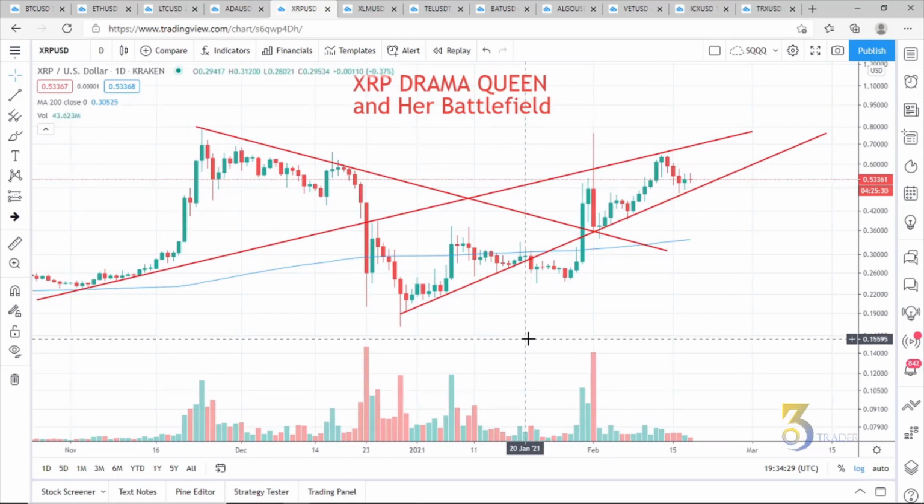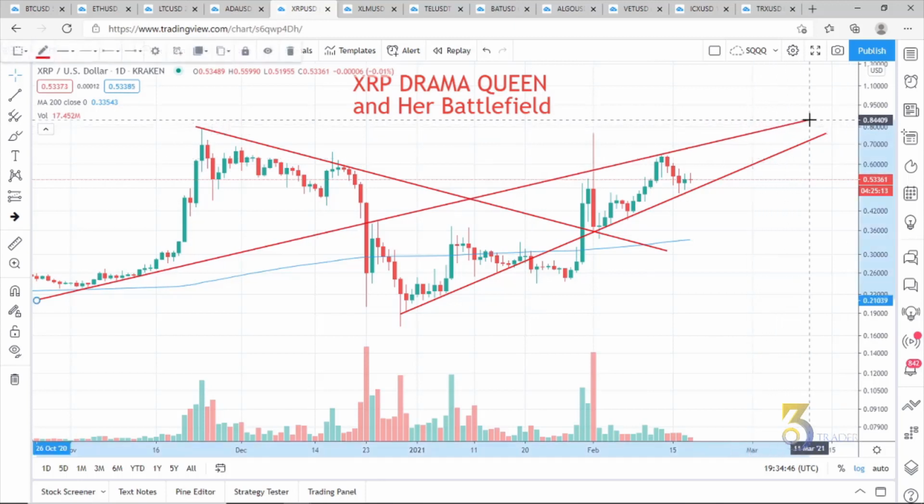So start practicing drawing these lines. Remember, it can touch wicks or bodies. Get as many touches as possible. Pull them back as far as they will go, and send them past price so you know when they're broken or whether they'll come back into play in the future. Hope that makes sense.